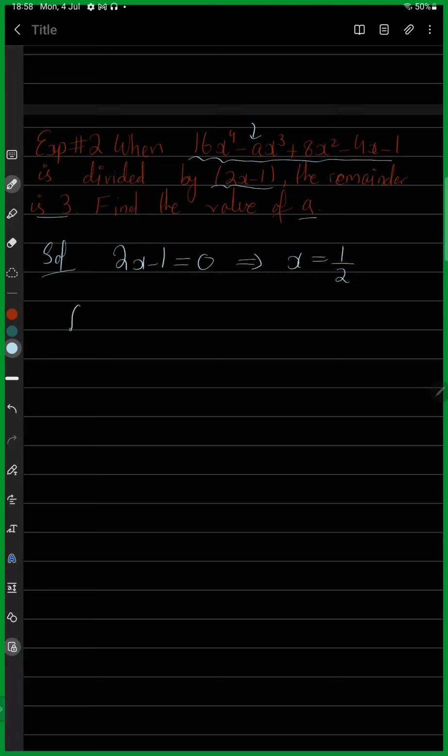This means f of 1 by 2 would be equal to the remainder that is given. So f of 1 by 2 is equal to 3. This is basically the condition that I have. I need to plug in 1 by 2 in the function f, and I would get an equation with a as the only unknown variable, and that is how I would be able to easily find the answer.